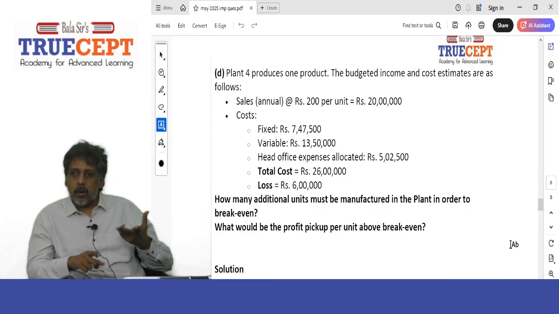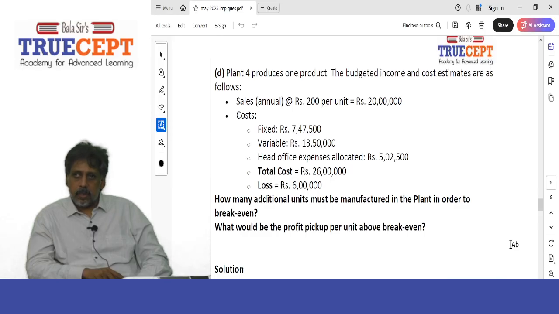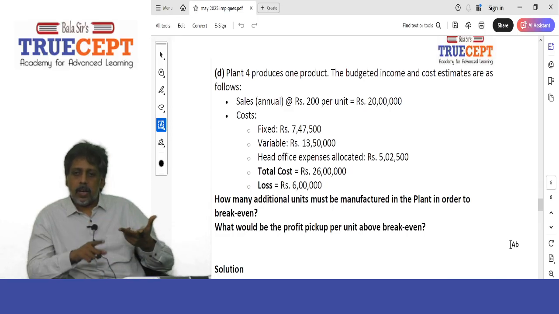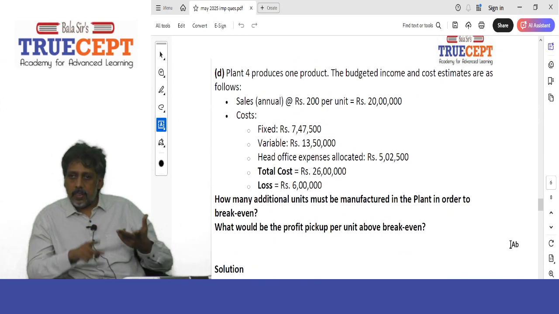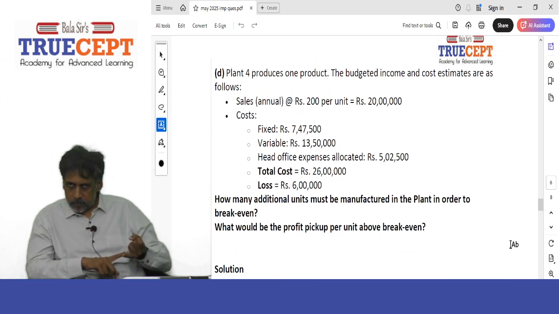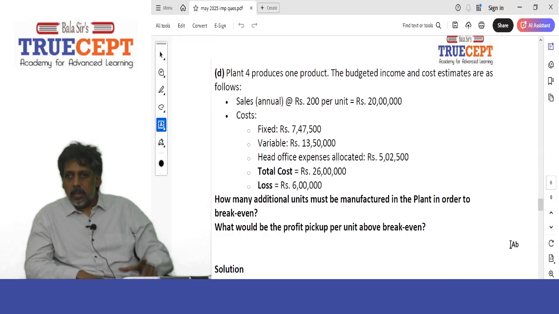If we divide rupees 20 lakh by rupees 200, that means 10,000 units are sold by the company. Then fixed cost is 7 lakh 47,500, variable cost is 13 lakh 50,000. Now tell me, what is 20 lakh minus 13 lakh 50,000 variable cost? 6 lakh 50,000 is my contribution from 10,000 units.